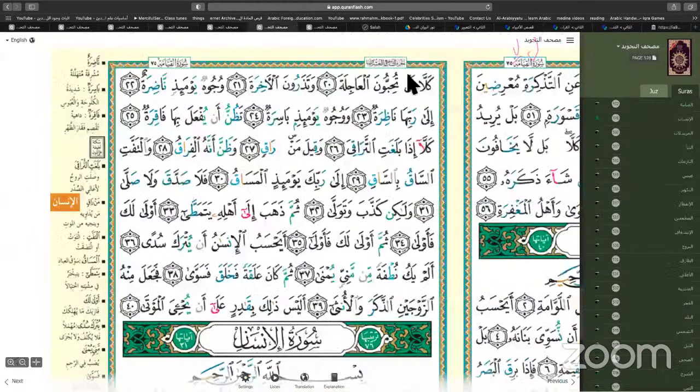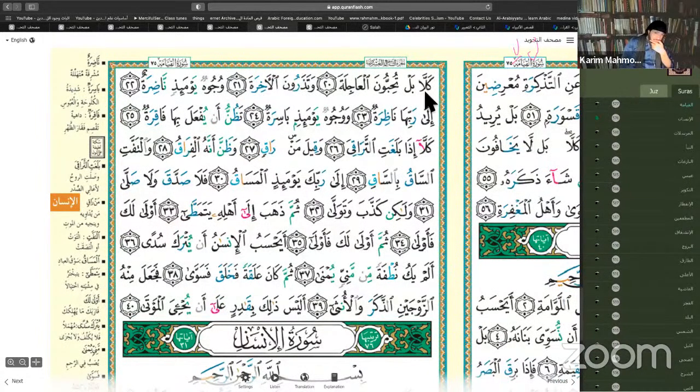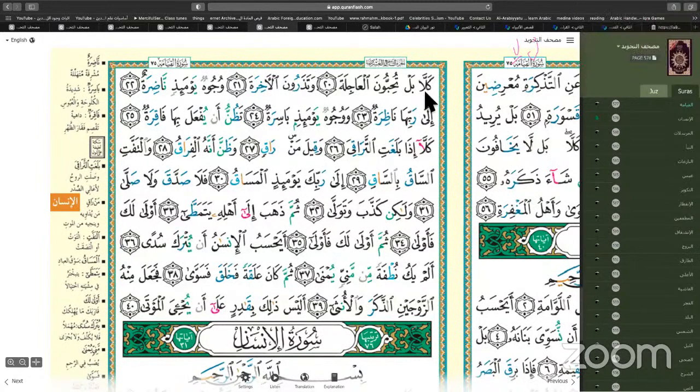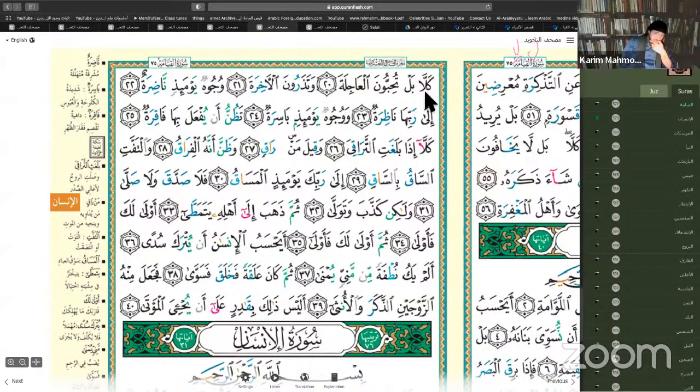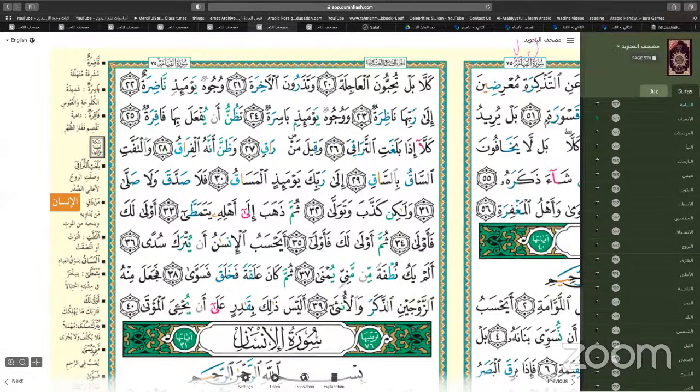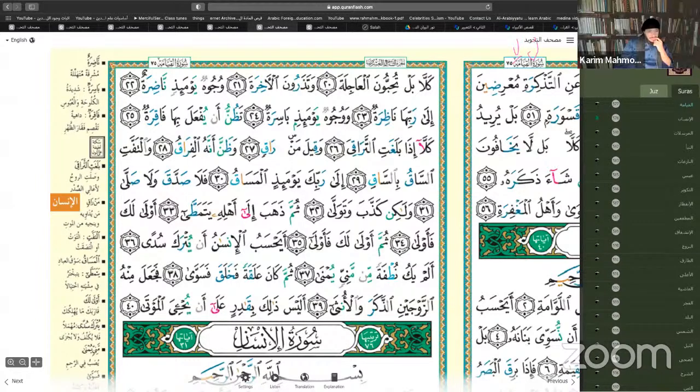All right, go ahead. كلا بل تحبون العاجلة. All right, good, go ahead. All right, Jawad, go ahead. I want to do one of my ayat. I'm sorry, what I want to do is one of the two ayat.